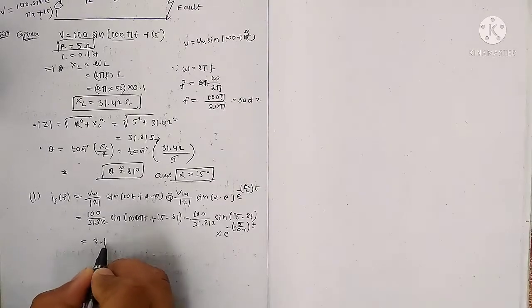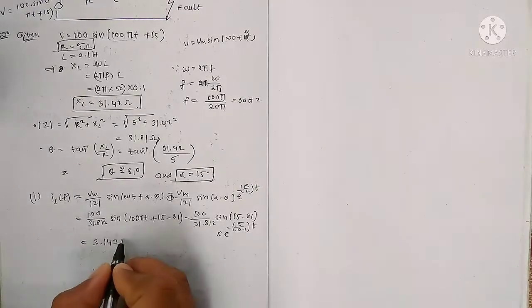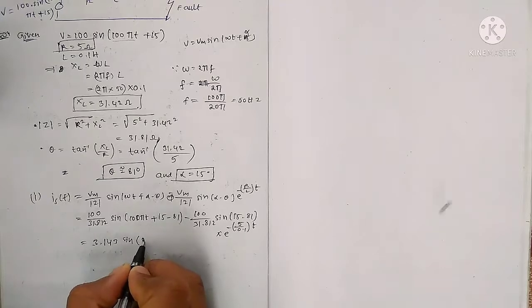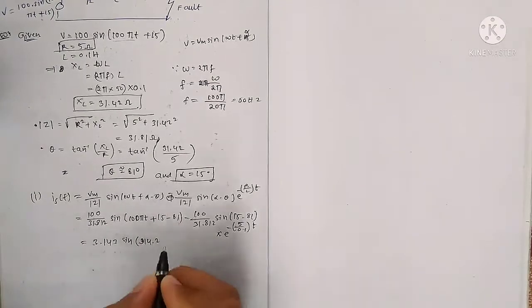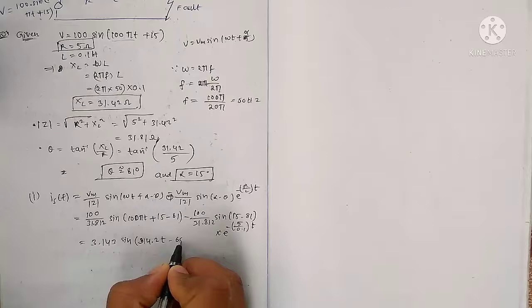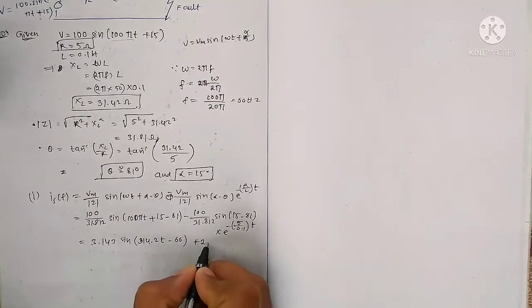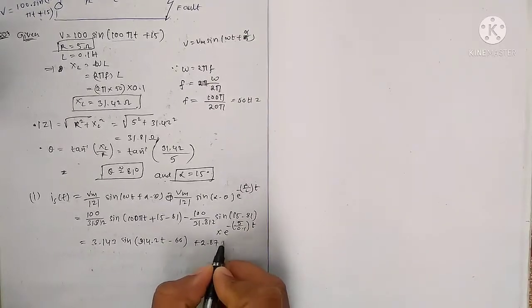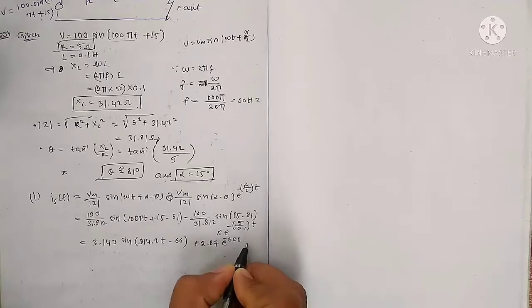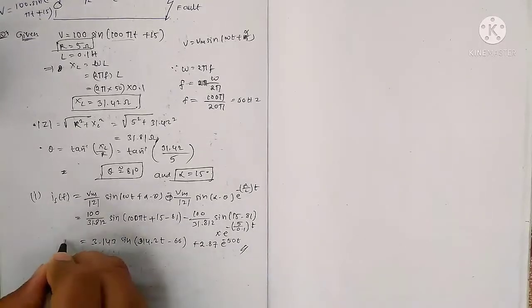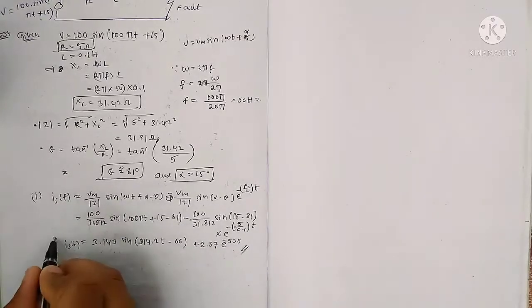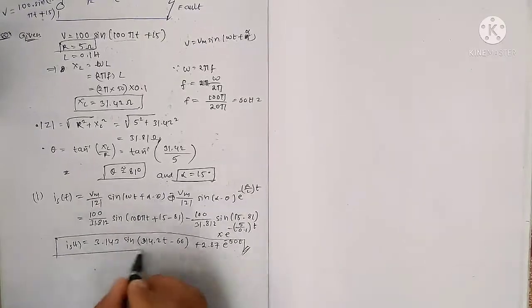Finally, we'll get 3.143 sine(314 t minus 66) plus 2.87 e raised to minus 50 t. Okay, this is the short circuit current, i of t.